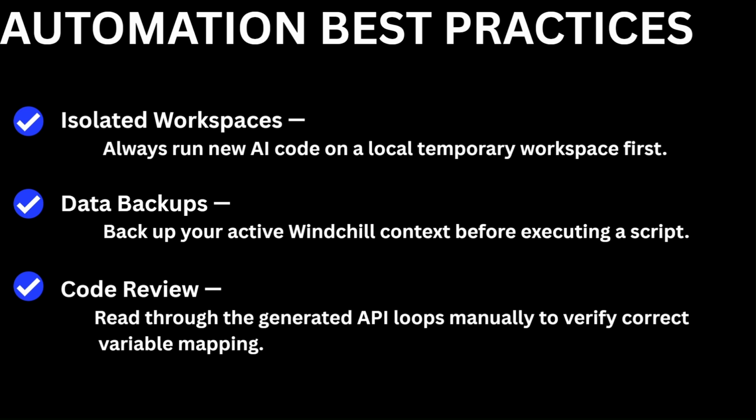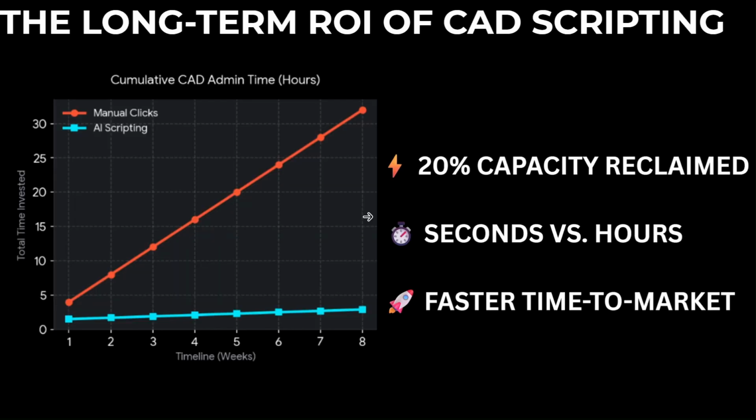When you scale this approach across an entire engineering department, the return on investment shifts dramatically. Look at the cumulative time chart on the left. In a traditional engineering workflow, manual administrative tasks like data entry, parameter checking, and minor configuration updates scale linearly. Every single new assembly file adds a fixed tax of manual clicks onto your team's weekly bandwidth.